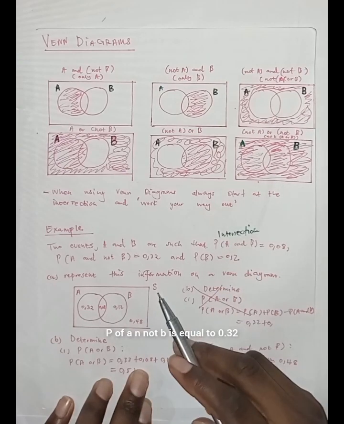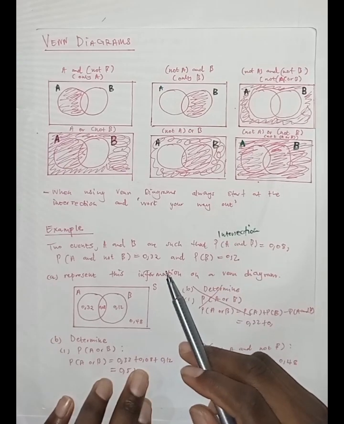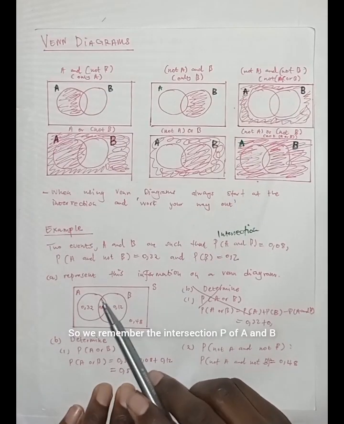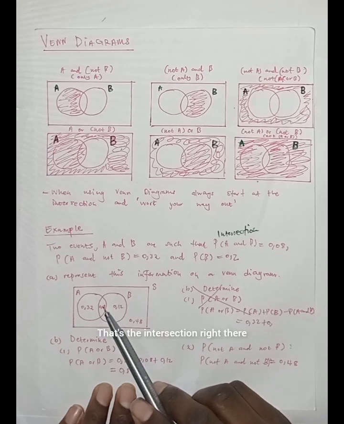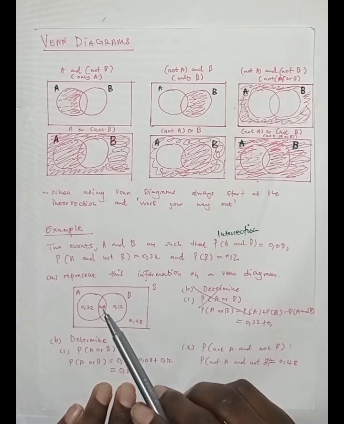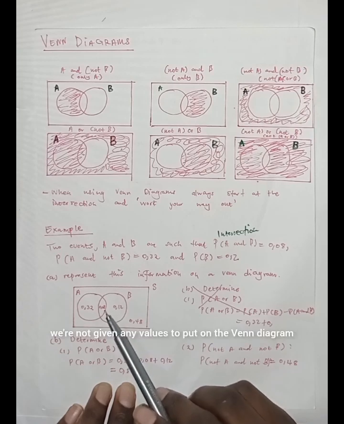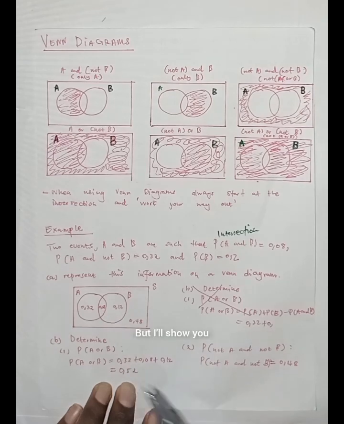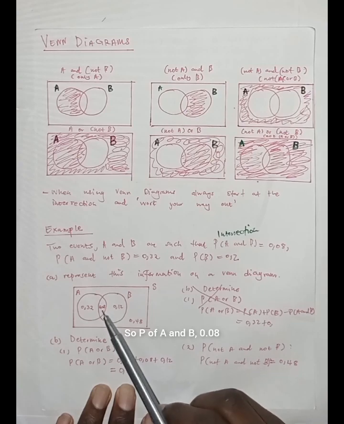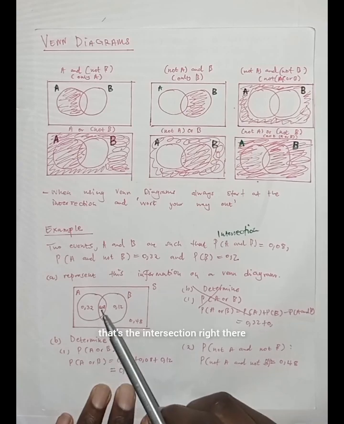P of A and not B is equal to 0.32, and P of B is equal to 0.2. Remember the intersection, P of A and B, that's the intersection right there. Here it's not really necessary to start with it because we're not given any values to put on the Venn diagram, but I'll show you what I mean on the next slide. So P of A and B is 0.08, that's the intersection right there.